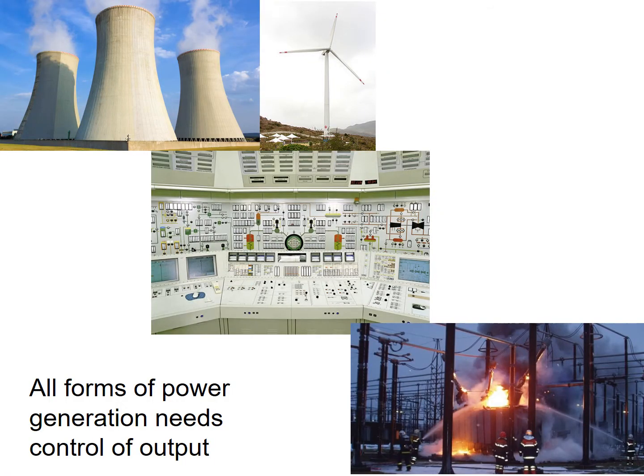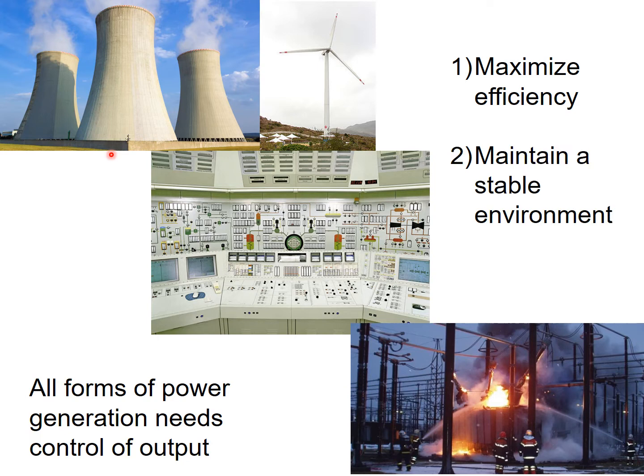We can say that all forms of power generation require control of output for at least 2 reasons. Number 1, we would like to maximize efficiency. So that is to match supply according to demand, and therefore no power will be wasted, and that is to reduce pollution as well. And the second reason is that we would like to maintain a stable environment because power generation is a very complicated process, and if anything goes haywire, you will see the whole system being affected.